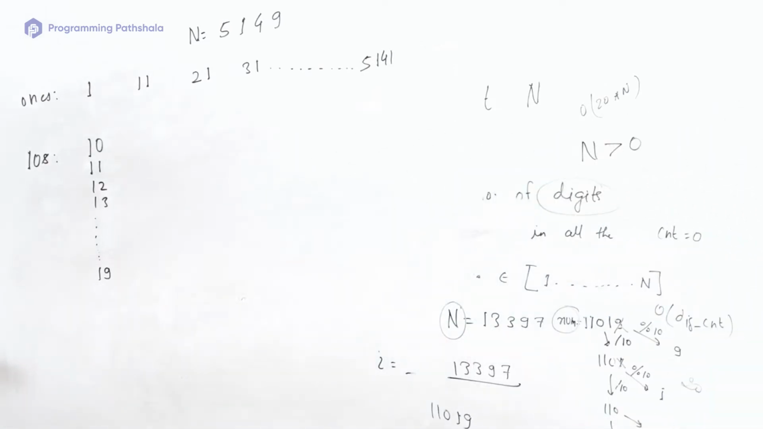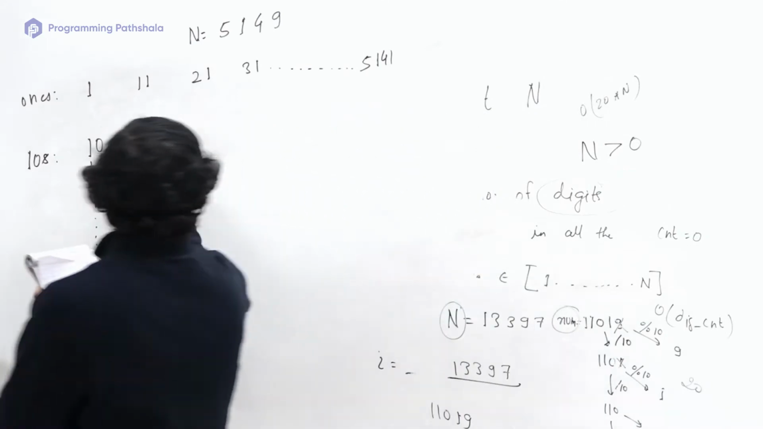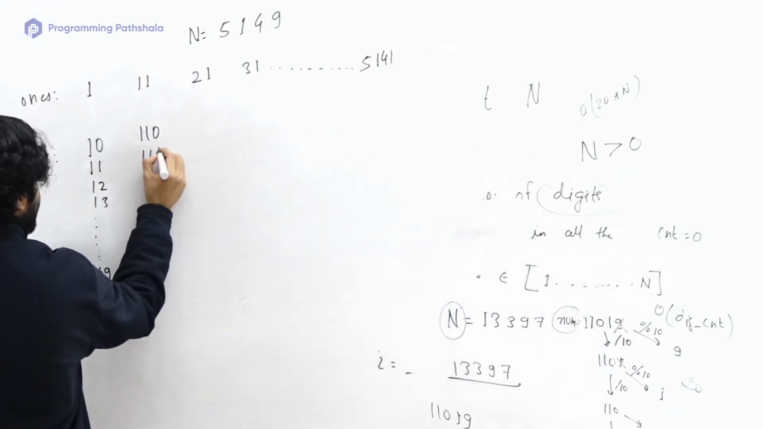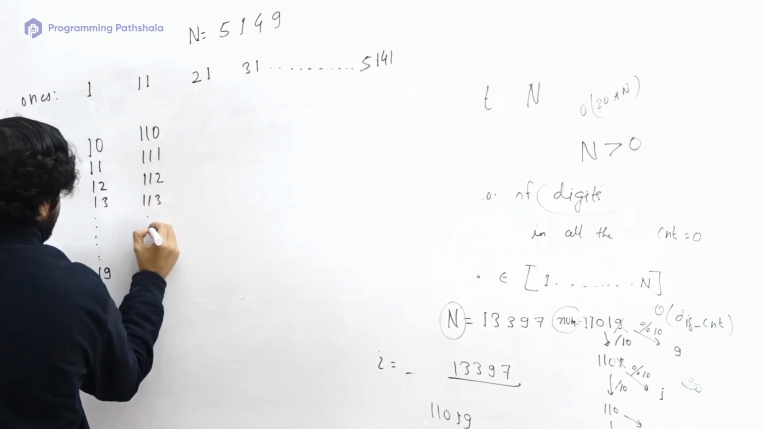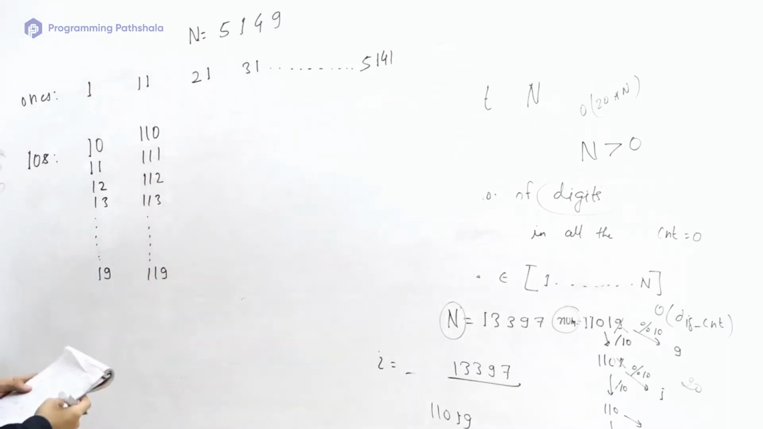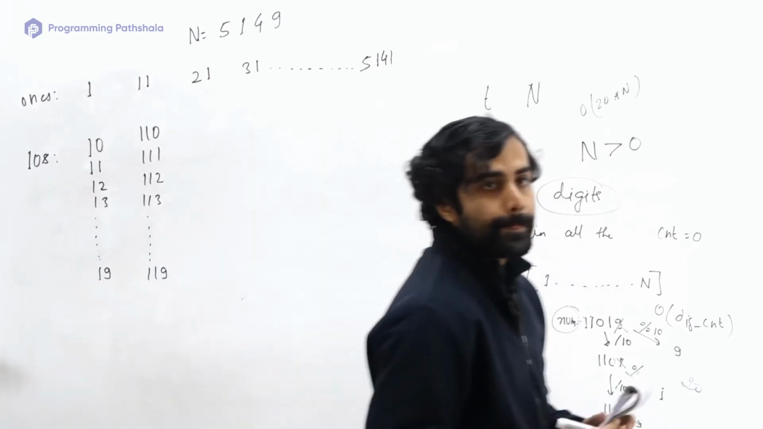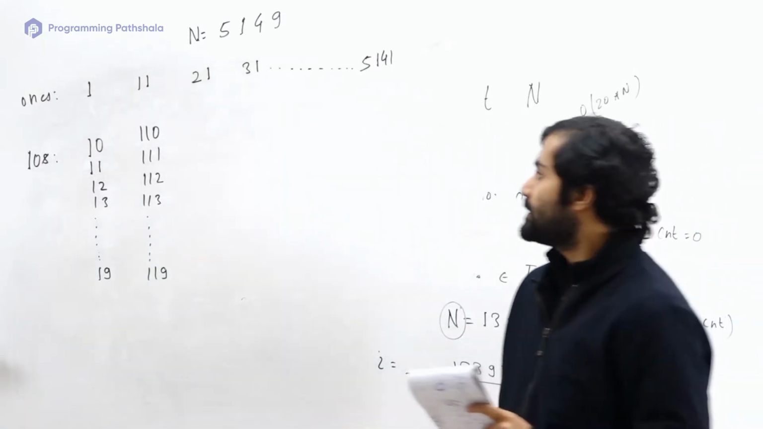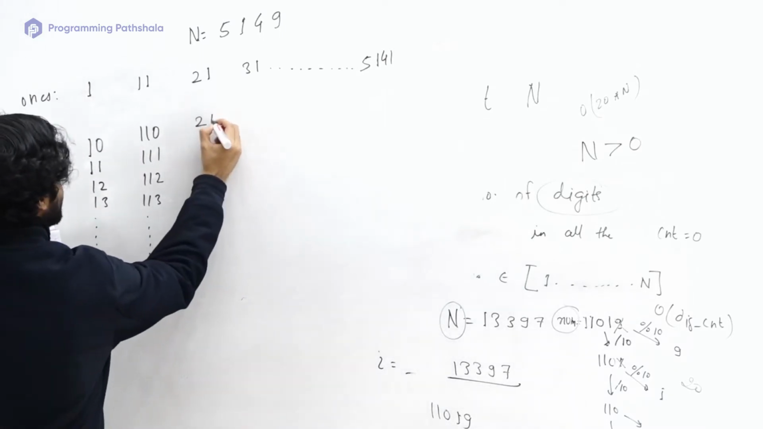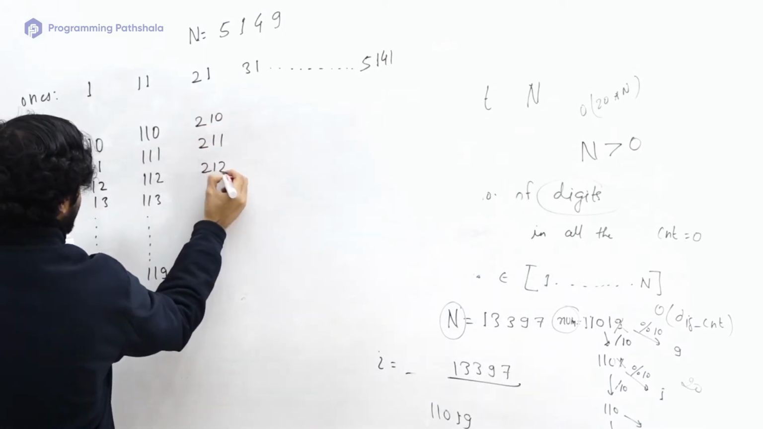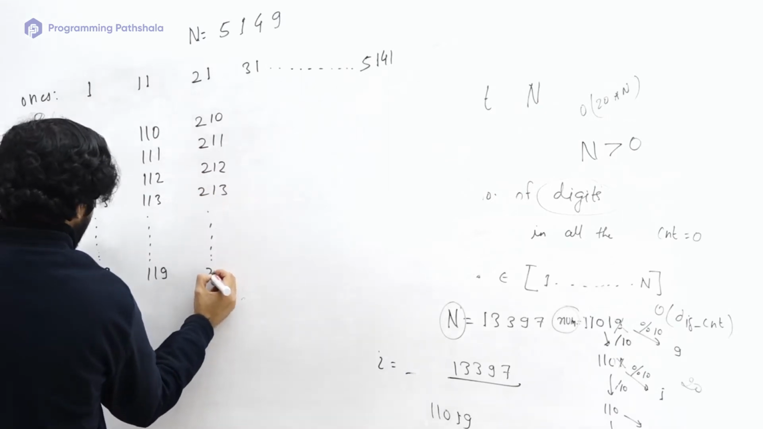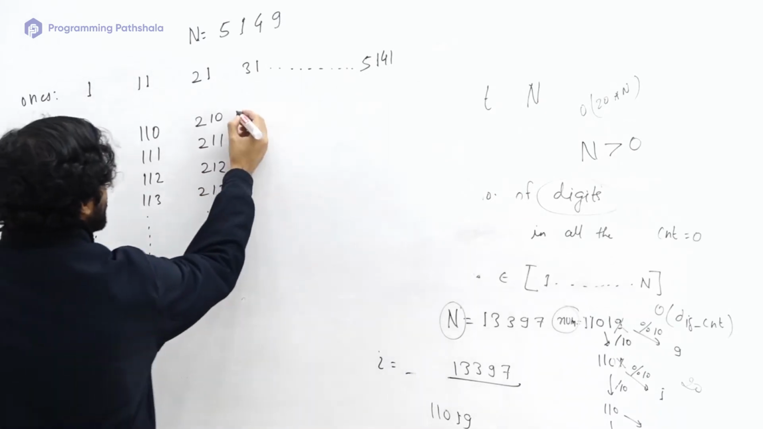Till 19. Can you tell me the next number which is greater than 19 and has 1 at its tens place value? 110 is the right answer. Good. So you have 110 and then 111, 112, 113, so on till 119. What will be the next one which has a 1 there? So it will be 210, then 211, 212, 213, and so on till 219. Okay, this will go on and on.